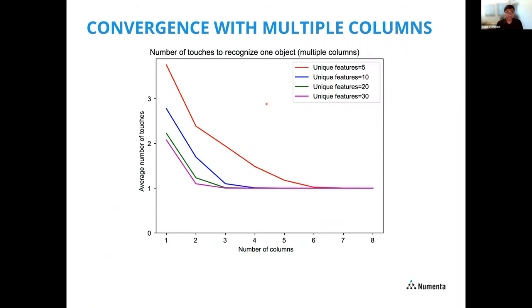And this shows the number of touches you need on average as you increase the number of cortical columns that are voting. In all cases, as you increase the number of cortical columns, the average number of touches you need rapidly goes down. And again, as you have more and more unique features, it's very fast. So if you have 30 unique features and 3 cortical columns, you basically always get it in one touch.